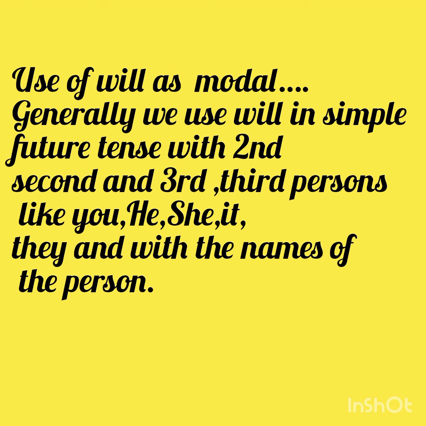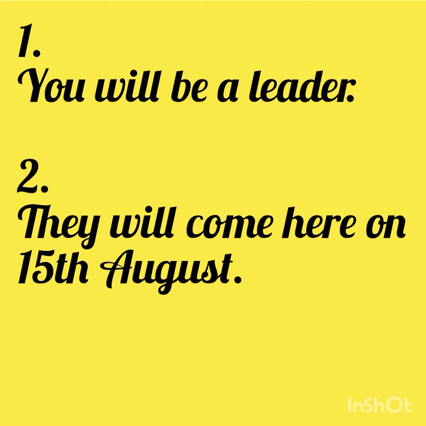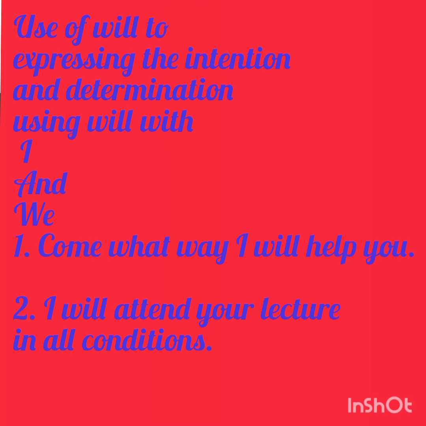Use of will. Will is generally used with the second and third persons, like you, he, she, they, in the simple future, like "You will be a leader" and "They will come here on 15th August." And to express intention, will and determination, we can make some deviation in the rule where we can use will with I and we. I will and we will. "Come what may, I will help you." "I will attend your lecture in all conditions."